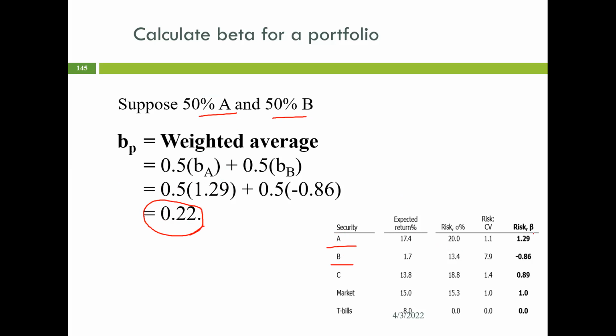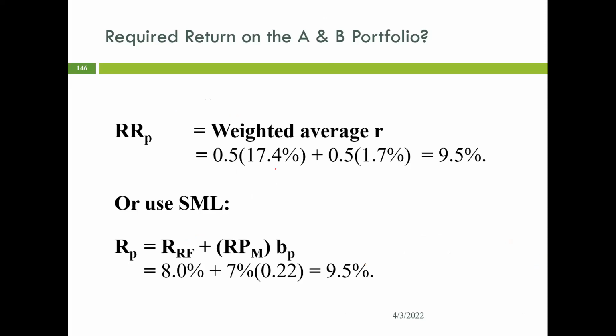So then you can calculate your portfolio beta, that is the weighted average. Portfolio beta is the weighted average. So you can see 0.5 times 1.29 plus 50% times minus 0.86. So your portfolio, which includes two stocks A and B, has a beta of 0.22. Now you can apply CAPM. This is the CAPM formula. So beta is 0.2, market risk premium we calculated earlier as 7%. So you can see your portfolio required rate of return is 9.5.